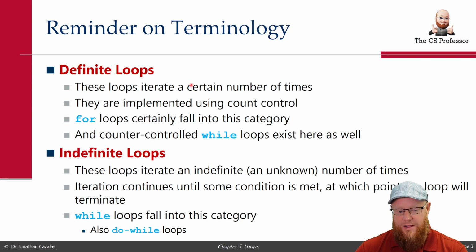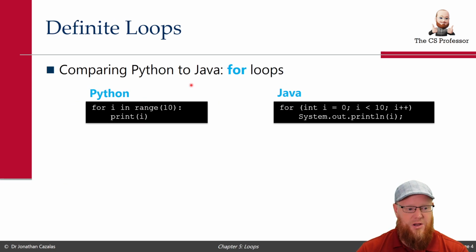The indefinite loops, those are loops that will loop an unknown or an indefinite number of times. When you iterate until the user maybe says, I've had enough, I don't want any more. So it's an unknown number of times. Those are your standard while loops or your do while loops that we're going to see.